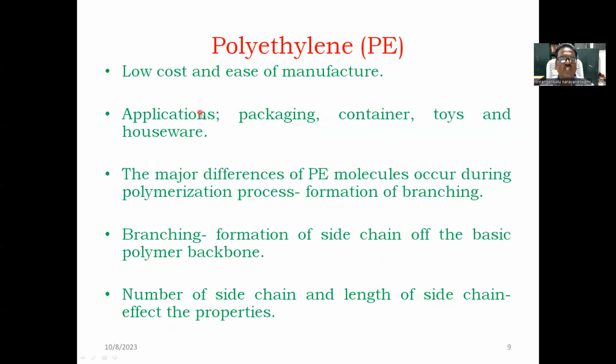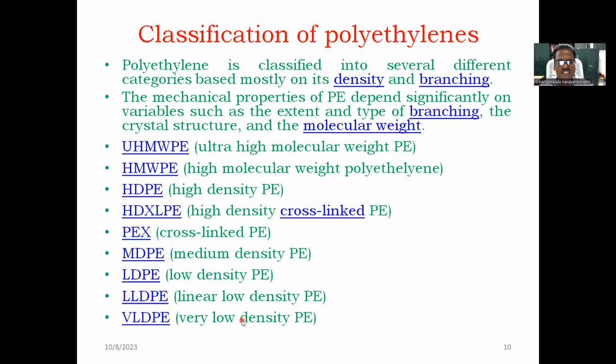Polyethylene has low cost and ease of manufacture, with applications in packaging, containers, toys, and housewares. The major differences among polyethylene molecules occur during the polymerization process, in the formation of branching. Branching is the formation of side chains off the basic polymer backbone. The number of side chains and the length of side chains affect the properties.